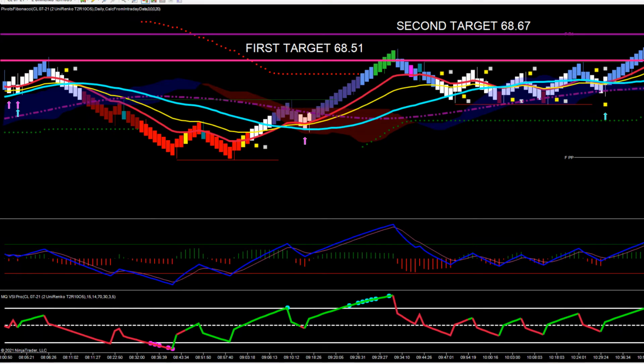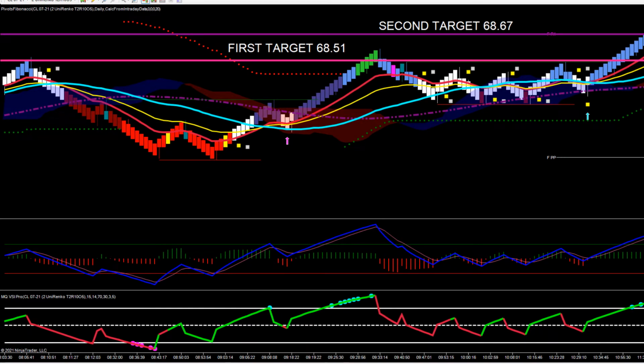In fact, we just went up and just now hit our second target. So we hit our second target now off the slow line zero touch. The slow line zero touch triggered in at 68.42, 68.67 was our next target. So 250 bucks per contract on that slow line zero touch right there.